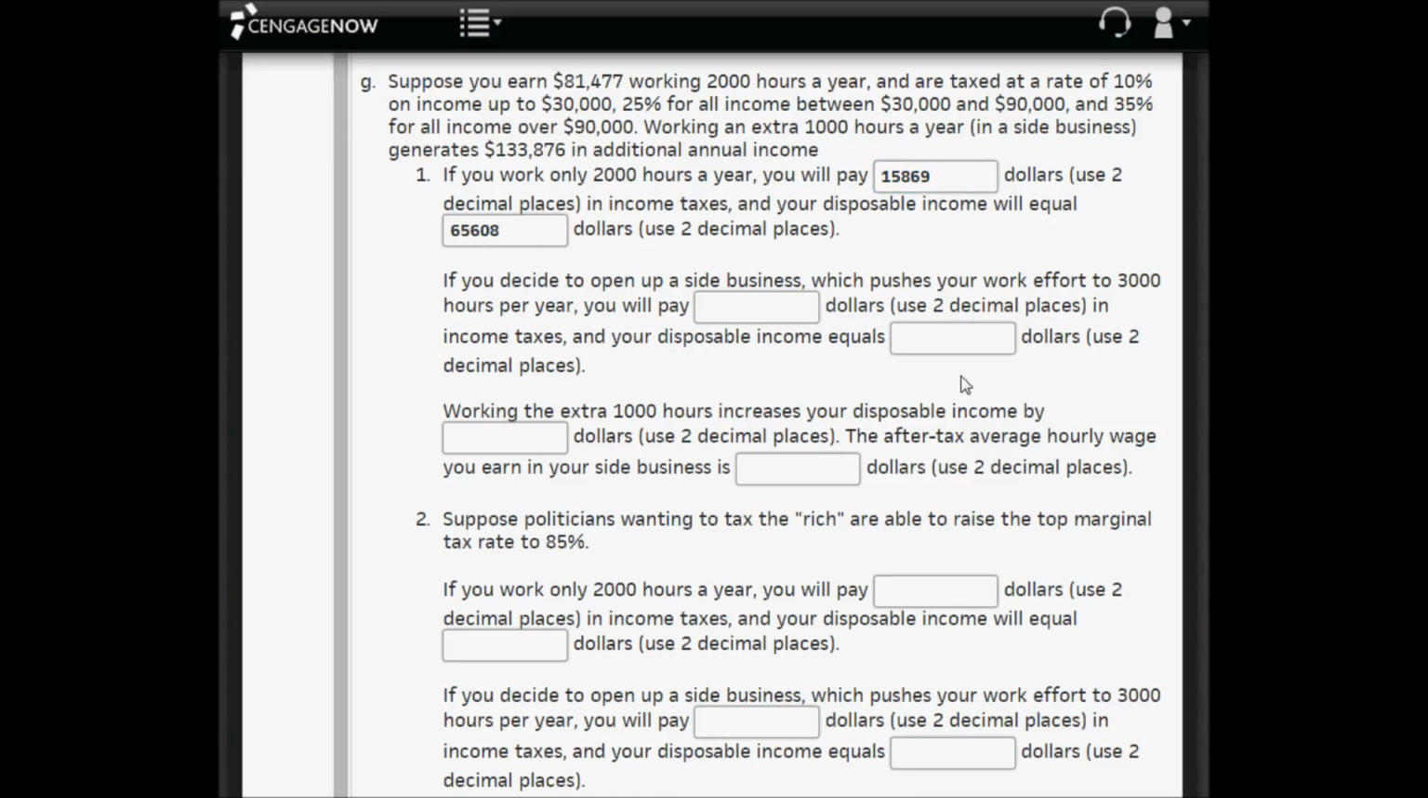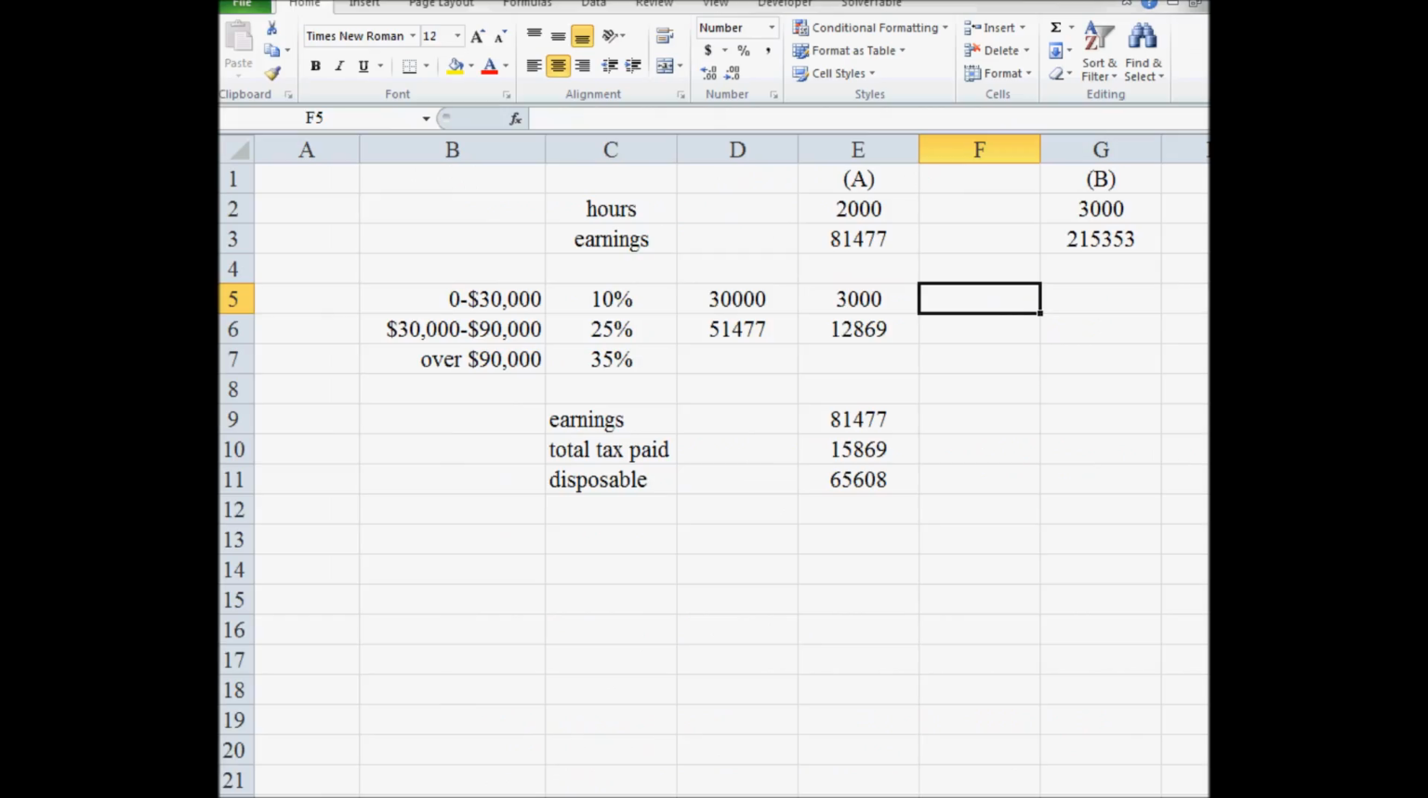If you decide to open up a side business, which pushes your hours of work to 3,000 per year, you will pay more in taxes, and your disposable income will be higher. So on your first $30,000 earned, you pay $3,000. Since this value is bigger than 90, I can type in 60,000 here, the difference between 90,000 and 30,000. So on the next $60,000 earned, you pay $15,000 in tax.